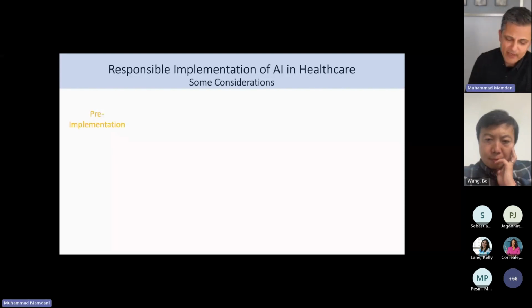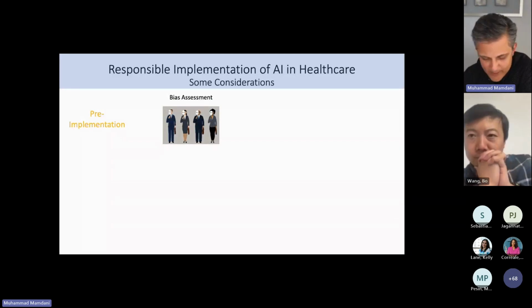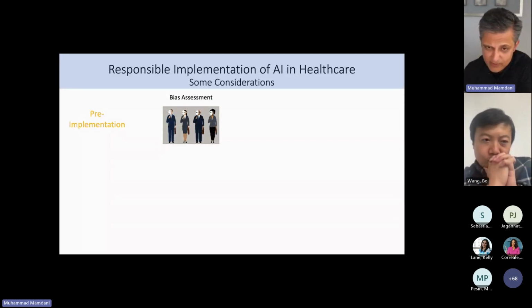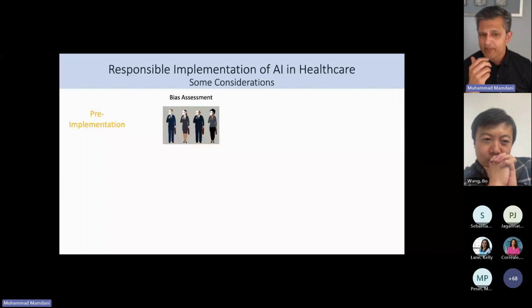I'm going to go through some considerations. The implementation. People will talk about bias assessment, and I think it's incredibly important. I'm going to say something that may be controversial and may not sit well with a lot of people. I think we need to be practical about bias assessment. So what do I mean by that? Well, I'm going to use ChartWatch as an example. Again, we've seen over a 20% reduction in mortality.